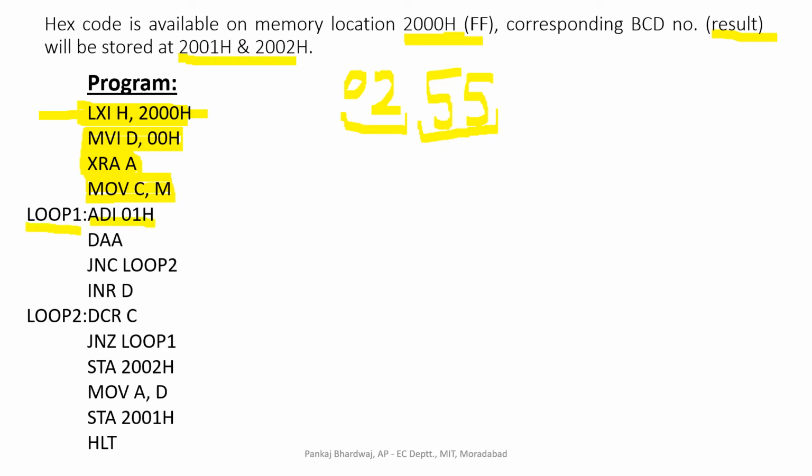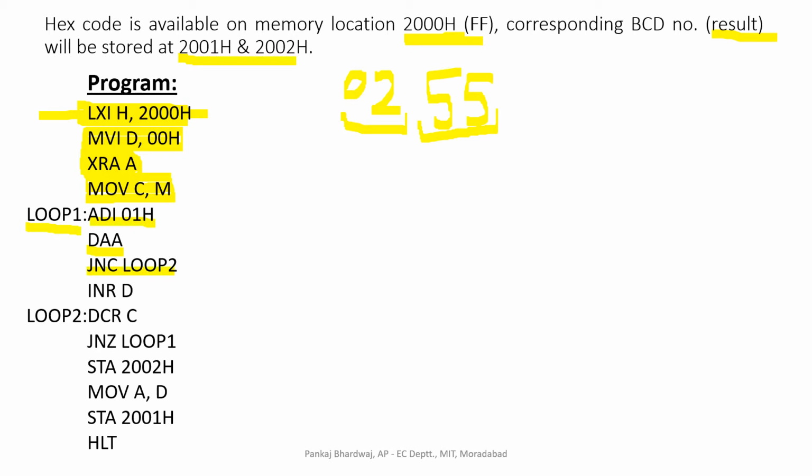ADI 01, that means add immediate data 01 to the accumulator, and then we use a command, that is decimal adjust accumulator. Why? Because for every single operation, the microprocessor works in hexadecimal, but at the end what we want is to store the result in BCD format. So this DAA adjusts the data which is processed in hexadecimal, and converts it into the decimal or corresponding BCD number, and then we see whether it generates a carry.